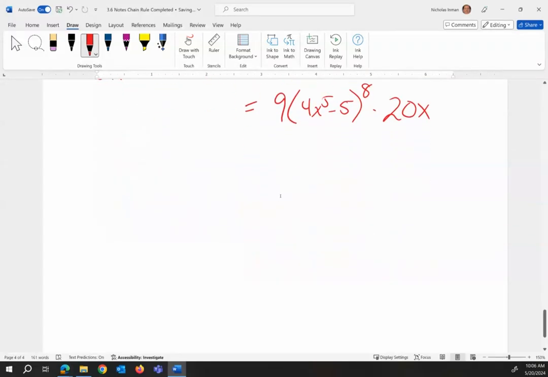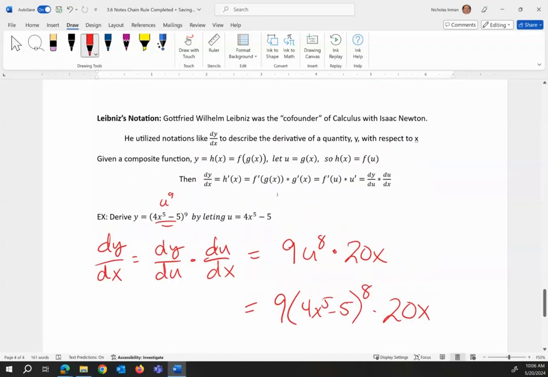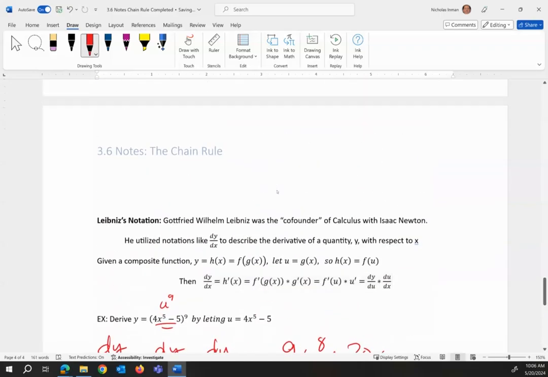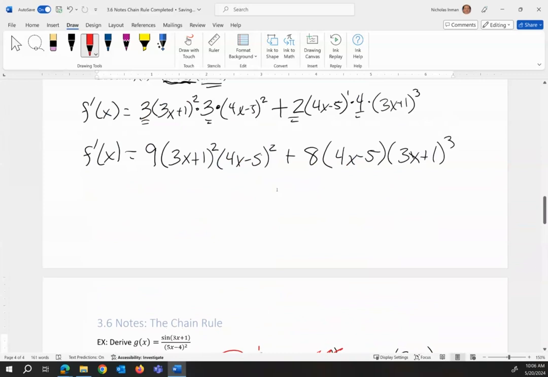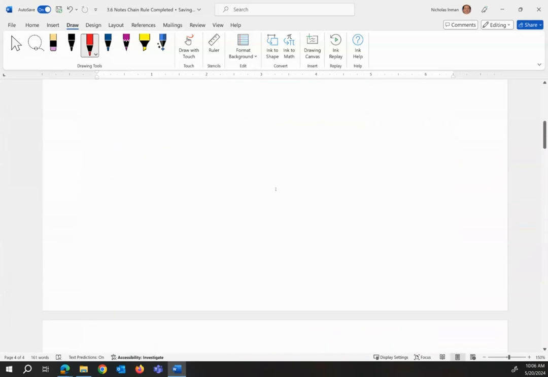All right, with that, that's all I've got for you on the chain rule. Again, how we do derivatives of composite functions. So when you have functions inside of functions.